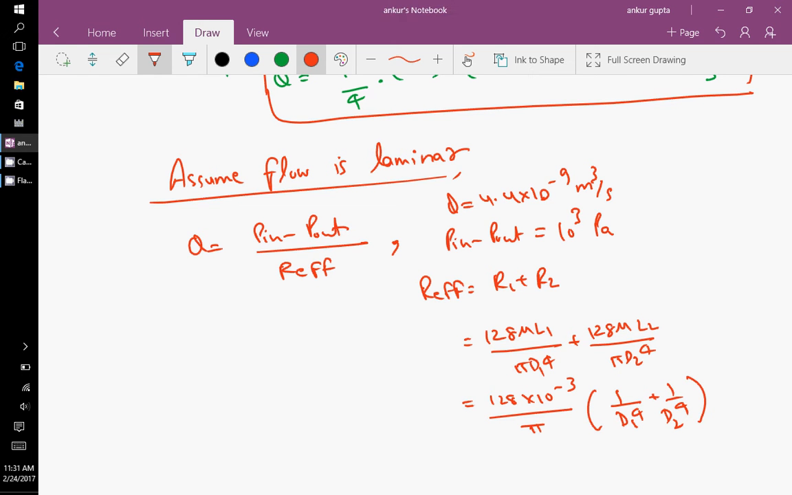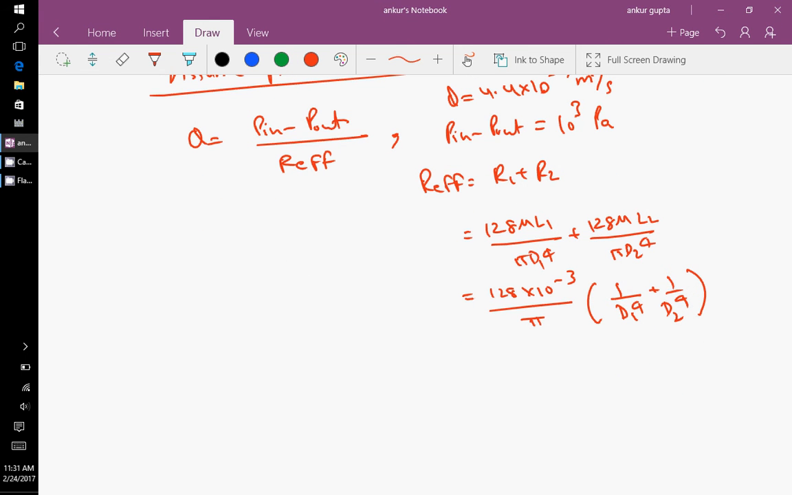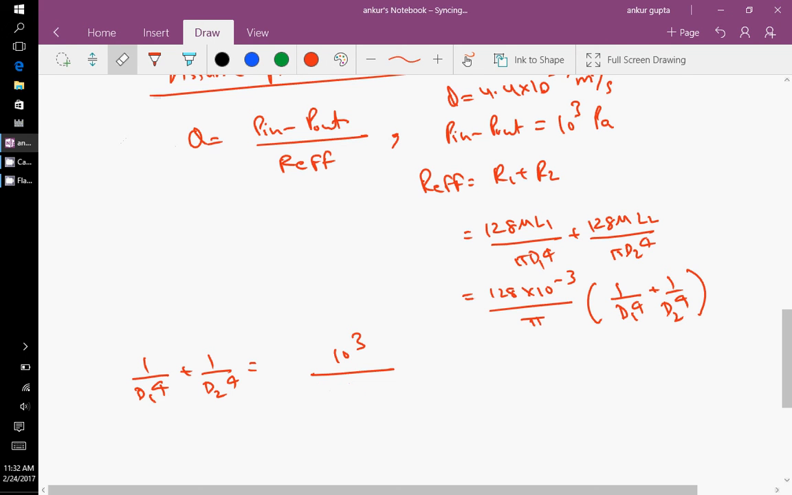And again, d1 is also something we already know. So you'll have to put this back. You will have to basically write this whole equation, that this will become, let me just write it down for you so that you can cross check directly, that 1 by d1 raised to the power 4 plus 1 by d2 raised to the power 4 basically becomes 10 to the power 3 by 4.4, sorry, 4.4 into 10 to the power minus 9, basically the flow rate.